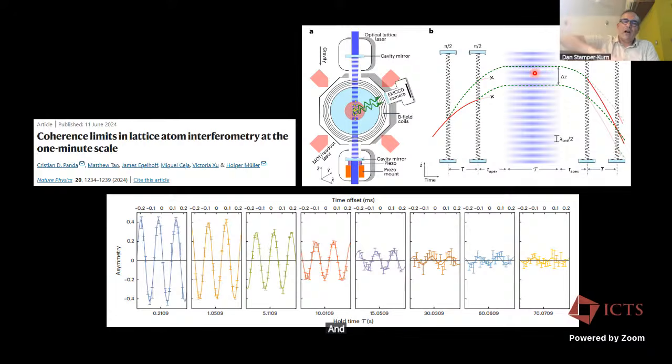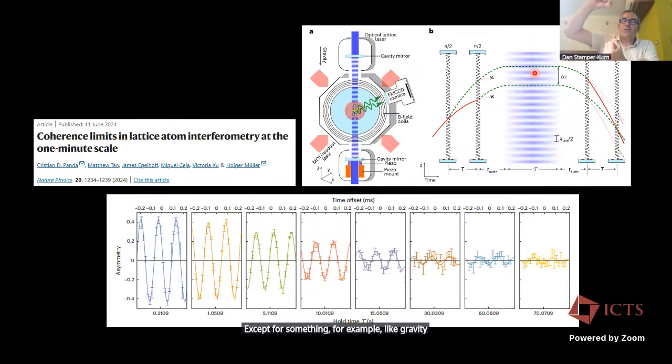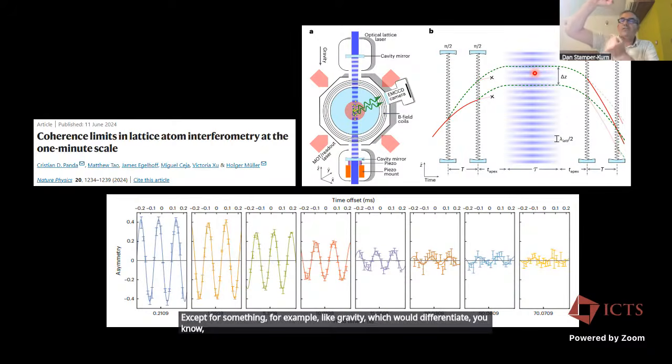And because this trap and this trap are established by the same optical lattice, and that optical lattice is fixed in a single spatial mode by these mirrors that form an optical cavity, there's essentially nothing that disturbs the relative energy of the atom at these two locations, except for something like gravity, which would differentiate the high energy and the low energy place where you've put your atoms.